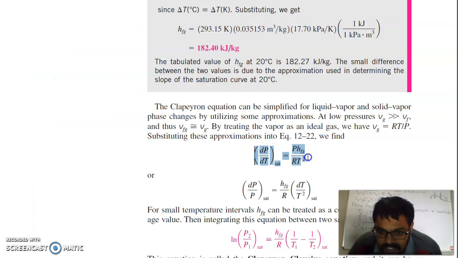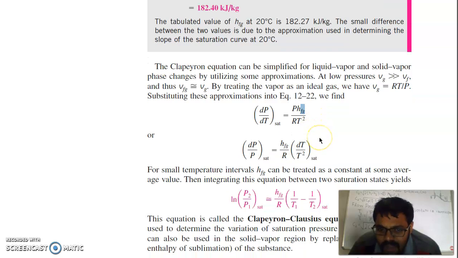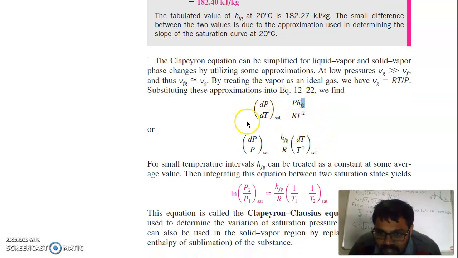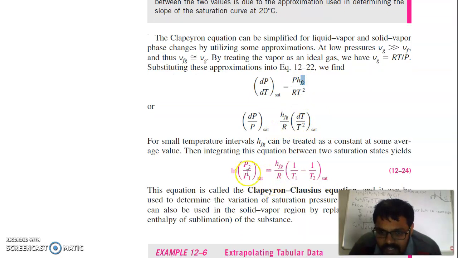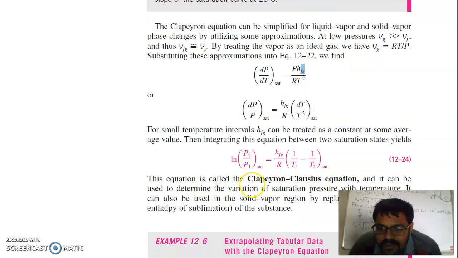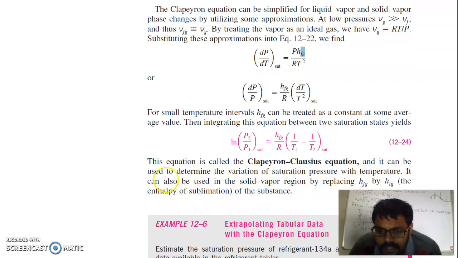We get this relation. Now, for a small temperature interval, hfg can be treated as a constant at some average value. Then if you integrate by treating hfg as constant, you will get hfg by R times dT by T squared, and on integrating you get ln(P2/P1) saturation equal to hfg by R times (1/T1 minus 1/T2). This equation is called the Clapeyron-Clausius equation, and it can be used to determine the variation of saturation pressure with temperature.